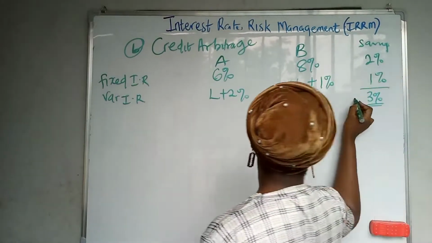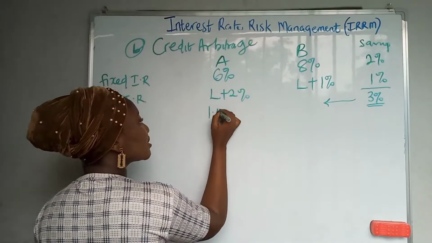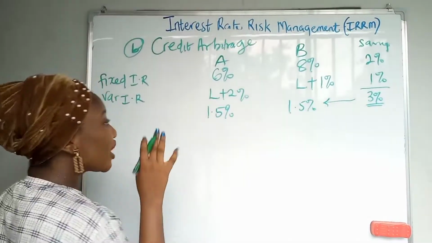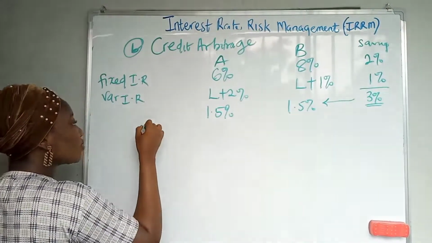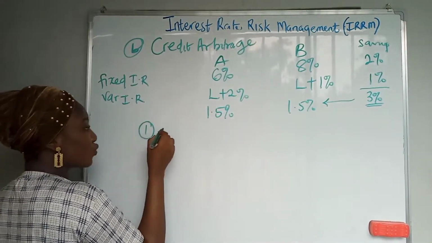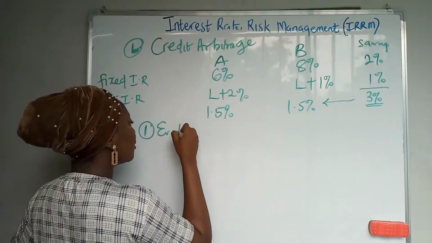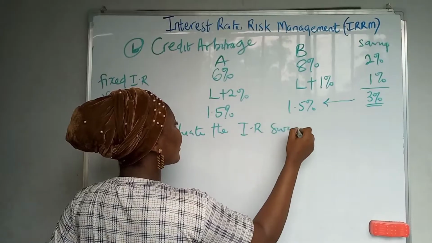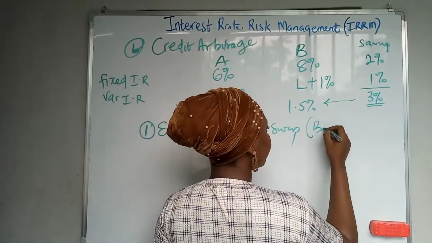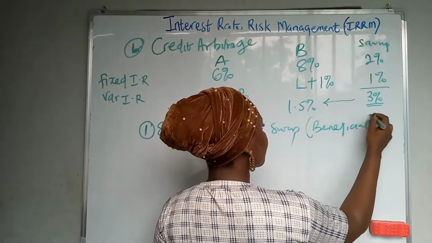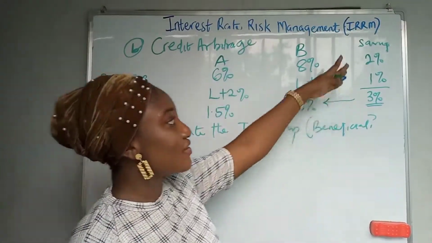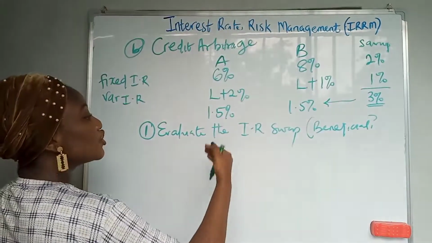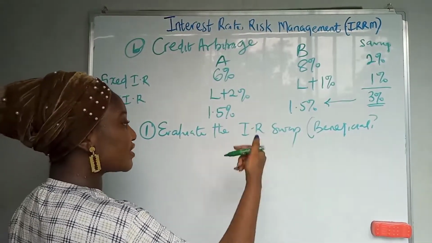So if they want to share the total savings, they'll share it as 1.5% and 1.5%. Okay, let me say that in this credit arbitrage, the first thing you need to do is to get what? The first step is for you to evaluate the swap. Okay, evaluate the interest rate swap. That's what you are trying to know, if it's beneficial. Is it beneficial? Because let's say both of them are not saving anything. It means you can't benefit 1.5%. So the first thing they'll ask you is that you should know whether the interest rate swap is beneficial.